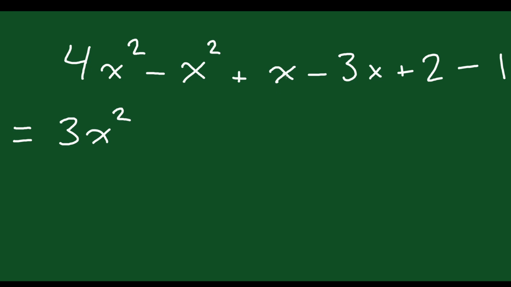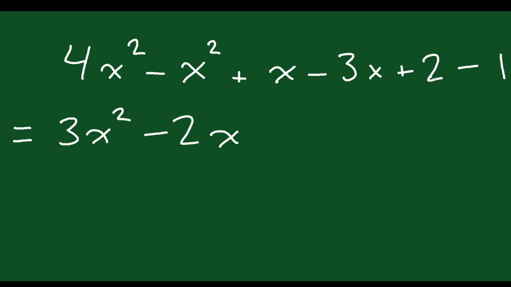Okay, let's see what's next. I have a plus x minus 3x. So those are the only terms that have just the x. So 1 minus 3 is going to be negative 2x. So I'm just adding or subtracting the coefficients, right? Because there's a 1 in front of this x, so 1 minus 3 is negative 2.